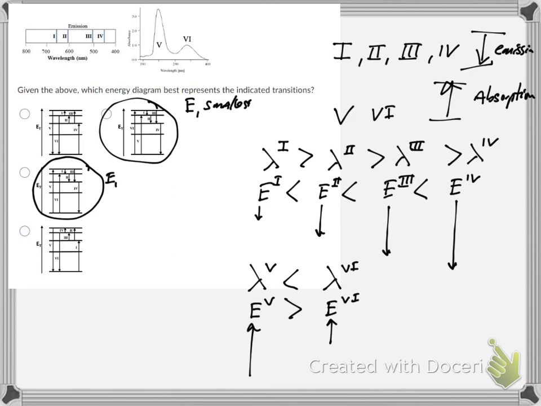5 and 6. 5 is the longest arrow pointing up, and 6 is shorter. In the top one, the 6th one is longest, and in the one I'm writing in now, 5 is the longest and 6 is the shortest. So this one is incorrect because it's showing 6 as the longer arrow, but that can't be because it has the longest wavelength. The shortest wavelength, longest arrow for absorption would be 5, and that gives us this option.